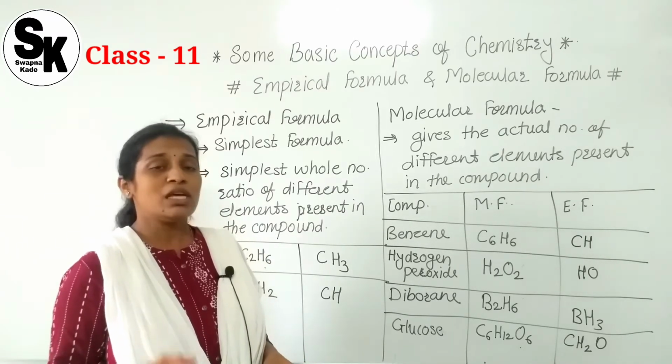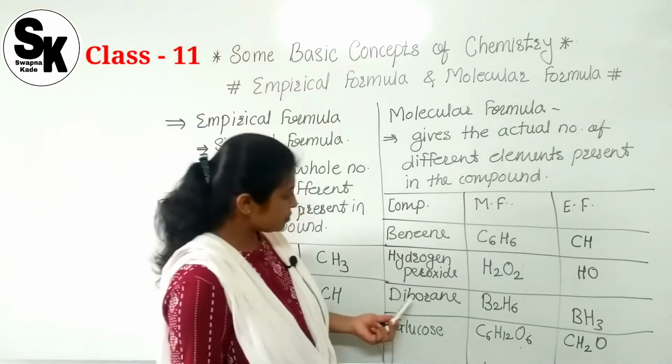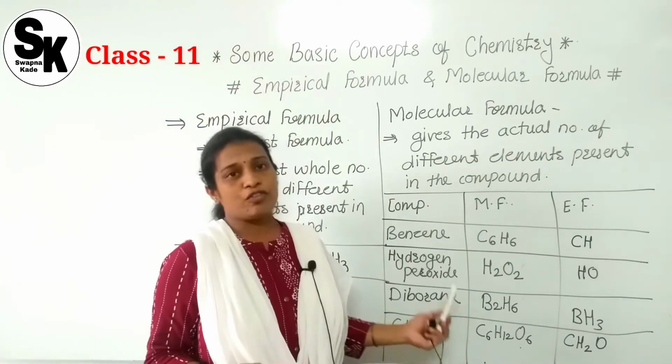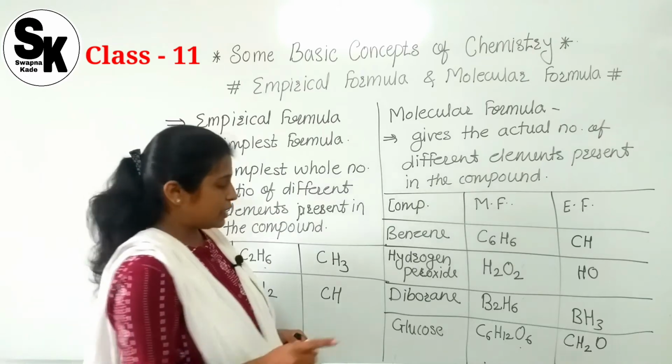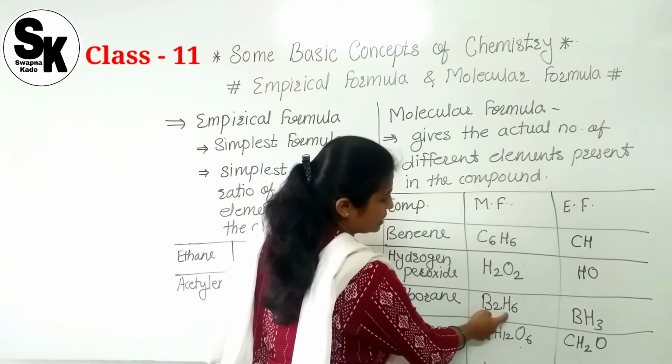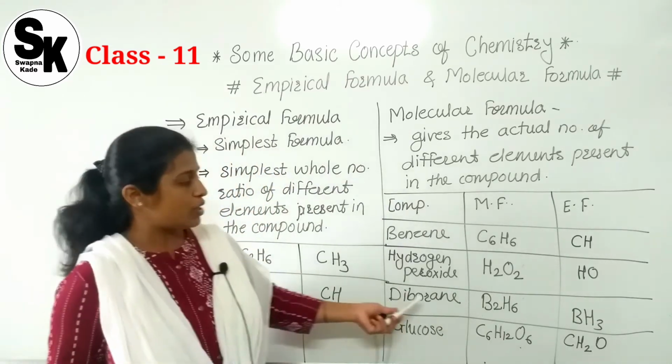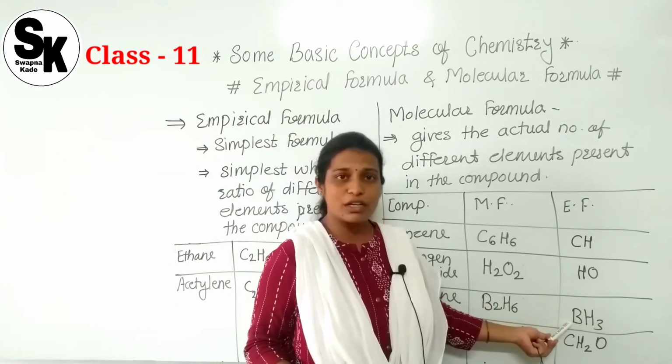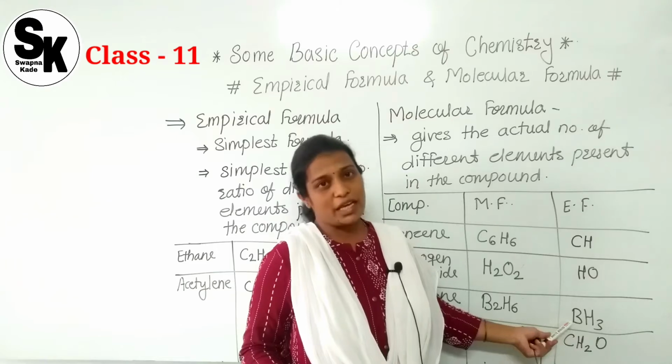What will be the question? The question will be like this: empirical formula of diborane is. At that time you should know what the formula for diborane is. It is B2H6. And in this way you can write the answer for the empirical formula, that will be BH3.